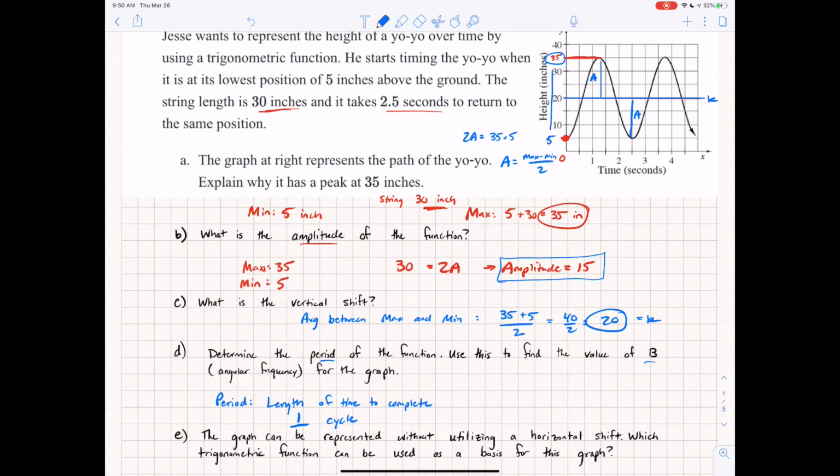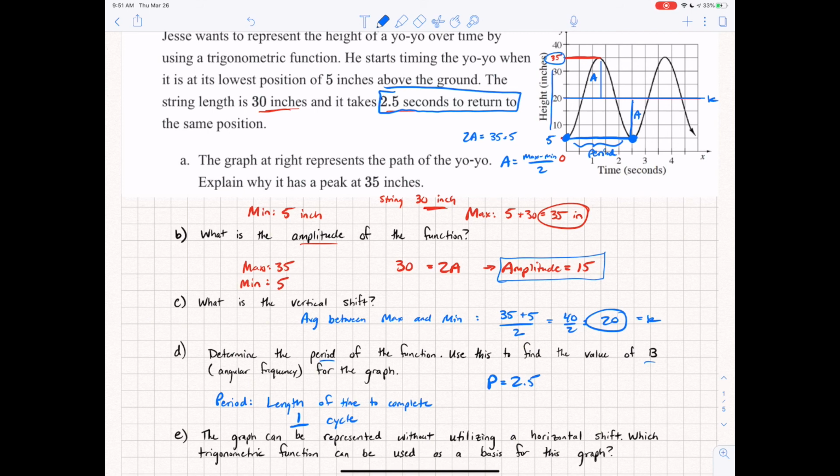Well, we're actually given that in the problem. In the problem, we are told it takes 2.5 seconds to return to the same position. And we can even see that graphically because I'm at the lowest position at 0, and it takes exactly 2.5 seconds to get to the lowest point again. This is marking off the period in this problem. So the period P is 2.5.